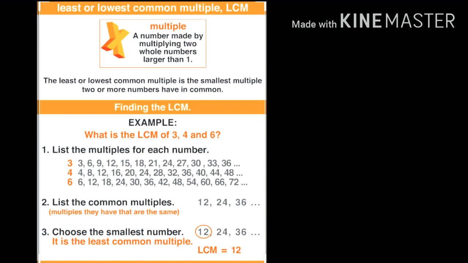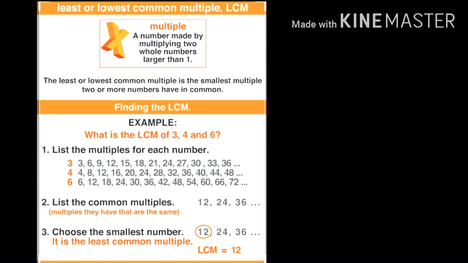How do we find this LCM? For example, what is the LCM of 3, 4 and 6? First, we will list all the multiples of 3, 4 and 6 respectively, like it is written over here. For example, the multiples of 3 are 3, 6, 9, 12 like this. 4 is 4, 8, 12, 16 like this. 6 is 6, 12, 18, 24 etc.